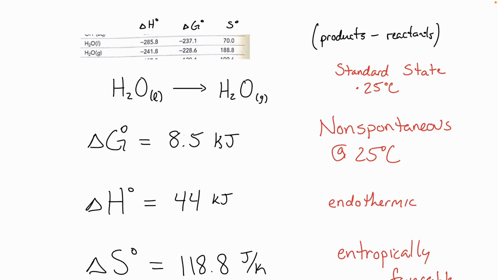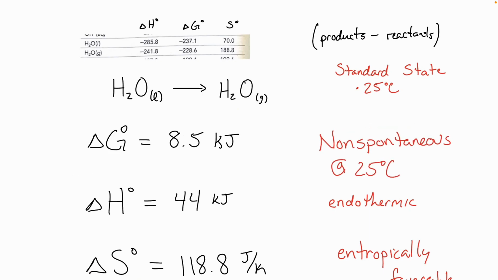Okay, we have to update our definition of standard state here, because the standard state does indeed mean that we are at 25 degrees Celsius, but it's actually even more restrictive than that. It also means that all gases involved are at a pressure of 1 atm, and all solutions involved have a concentration of 1 molar, right? So standard state is not only dictating the temperature at which this happens, but also the concentration or the pressure of your species involved. All right?